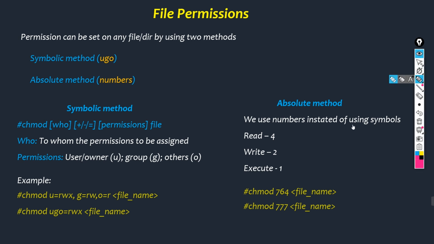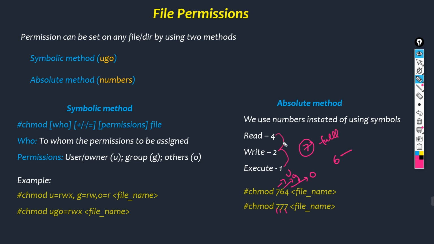So this absolute method I feel is very convenient. This is for user, this is for group, and this is for other. The number pattern is user, group, other. Okay, so if I give 777, 4 plus 2 is 6, 6 plus 1 is 7, so 7 means full permissions, which means read, write, execute.